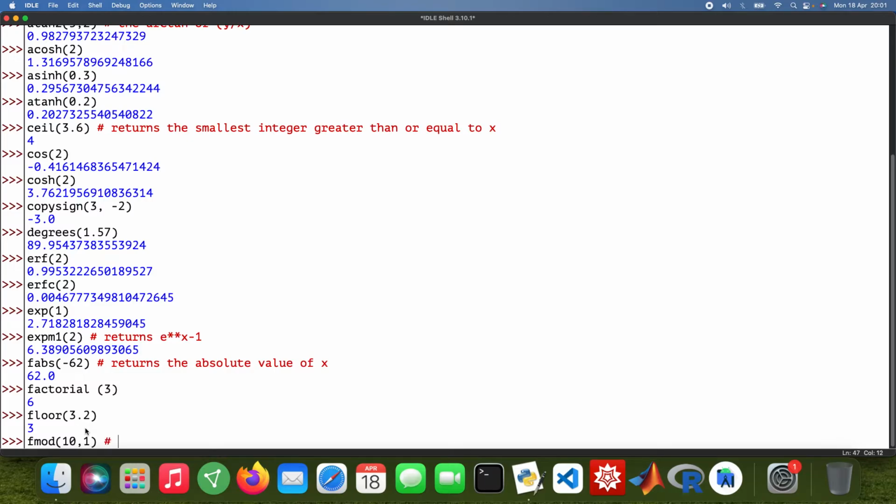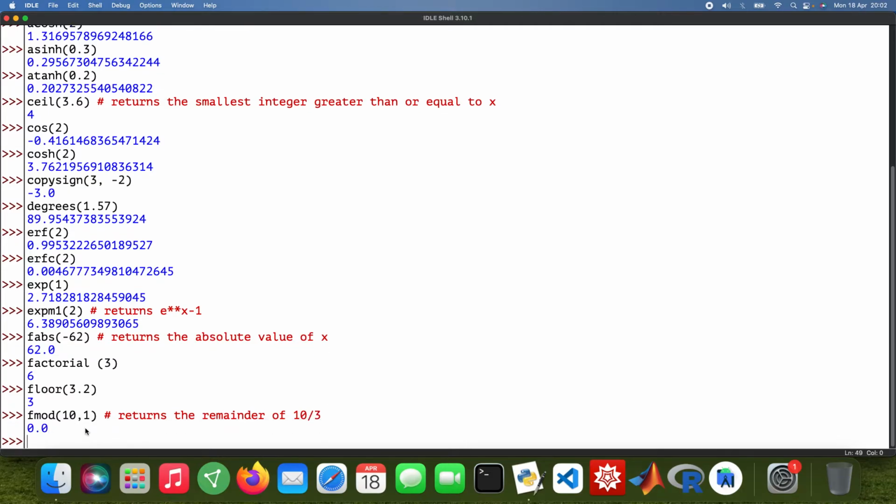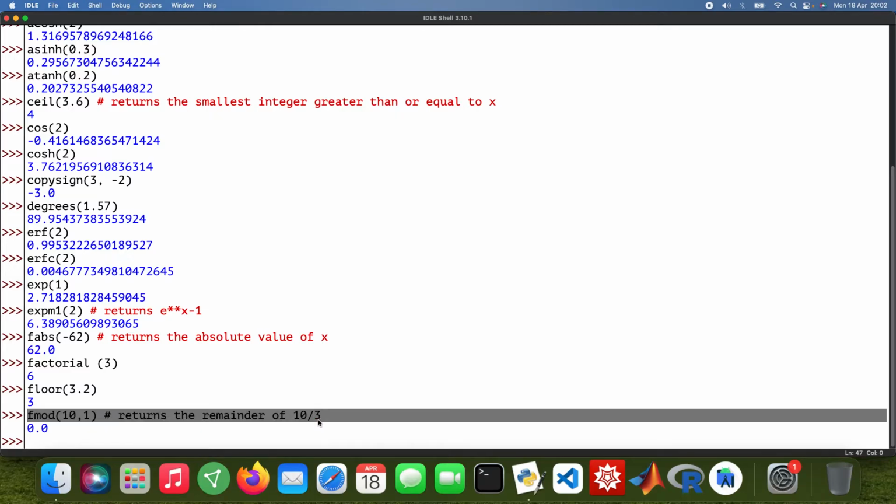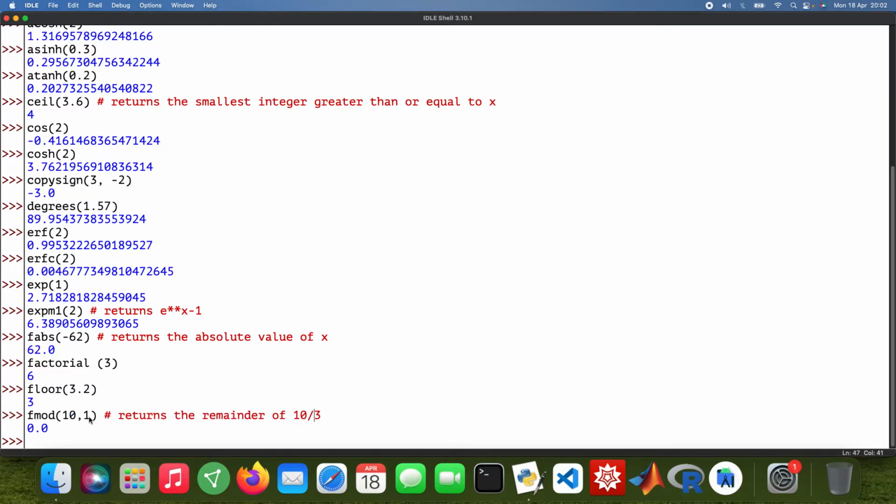What this does is the remainder of 10 divided by 3. Oh, sorry, 10 divided by 1, my bad. 10 divided by 1, which is 0 anyway. Yeah, sorry, my bad.